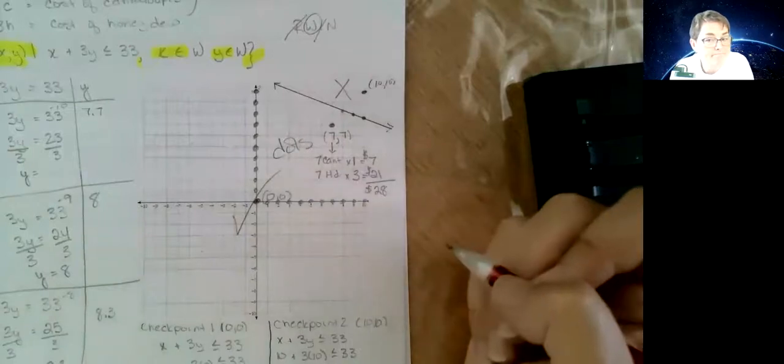Heck, you could be really lazy and say that she bought no cantaloupes, no honeydews. She is under her $33 limit. And there you go.